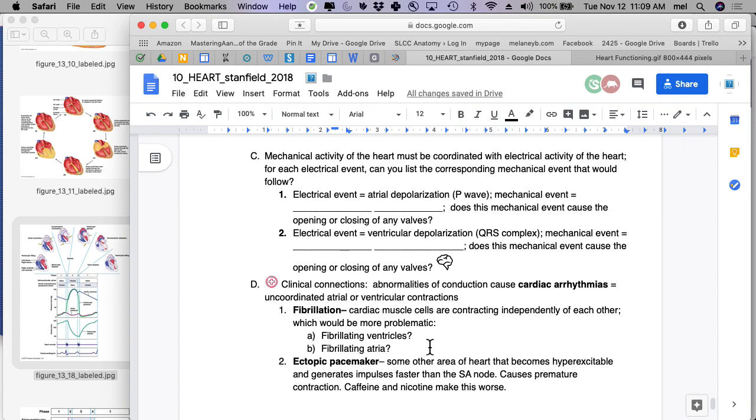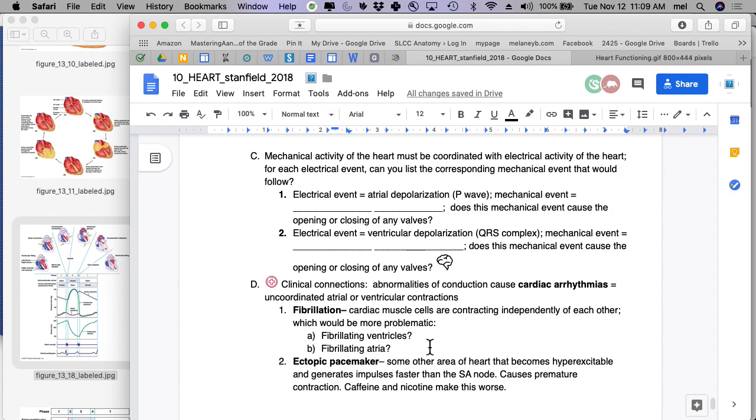So this is fibrillating ventricle. So this is what it should be doing. I'm not coordinated enough to keep this going, but atrial contraction, pause, ventricular contraction. Atrial contraction, pause, ventricular contraction. Fibrillating ventricles are when this one keeps doing its job and this one spazzes out. But atrial fibrillation is when this one keeps doing its job and this one spazzes out.